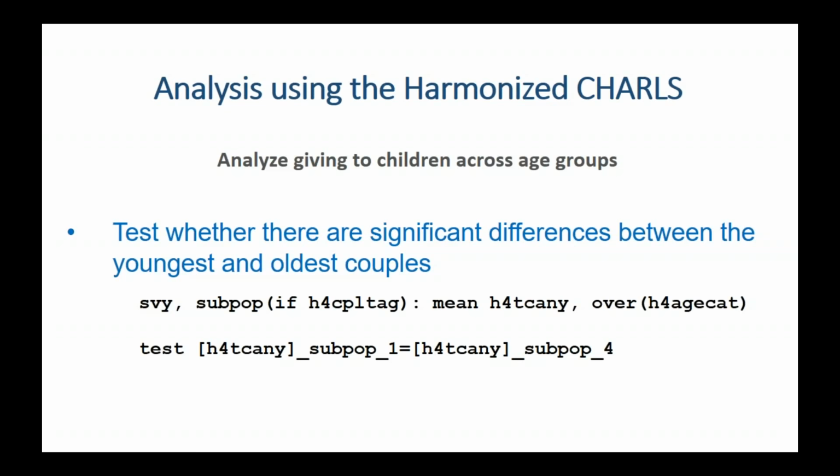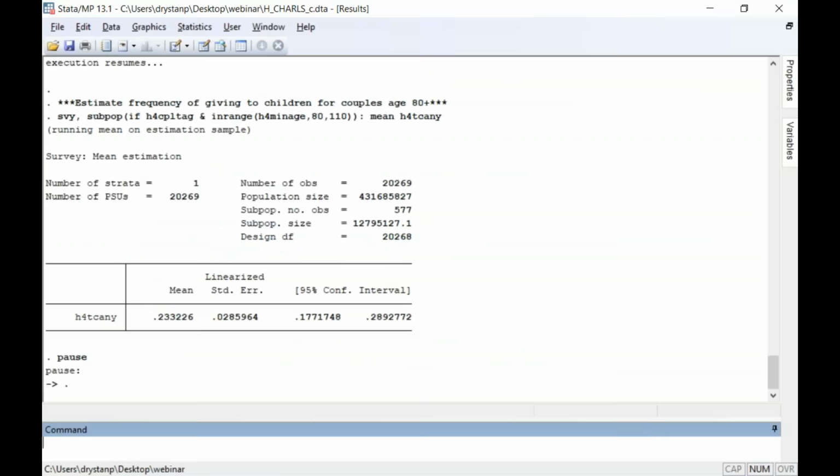And this also allows us to test the difference between estimates. So this is a post-estimation command inside of Stata. We can test our estimate for any given to children, grandchildren, for subpopulation 1. That's our 50 to 59 age group. We can test whether that is equal to our estimate of any given to children for subpopulation 4. And in that case, this is that 80 and older age group.